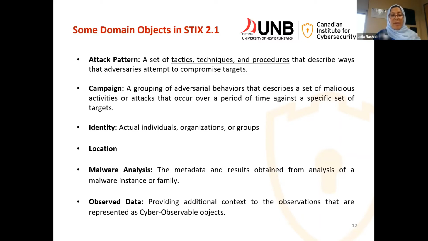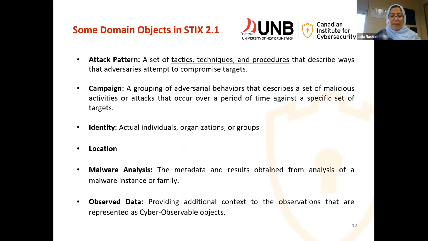Another domain object is campaign. Campaign versus attack pattern refers to a group of adversarial behaviors, or a set of malicious activities, or a set of attacks. For example, I can refer to a campaign in order to find the credential and then access the system and then do lateral movement and then compromise the domain controller of an organization. So campaign refers to a set of malicious activities or attacks that occur subsequently over a period of time. I think it can be referred to as a plan with a special goal.